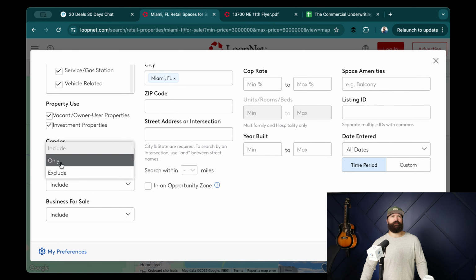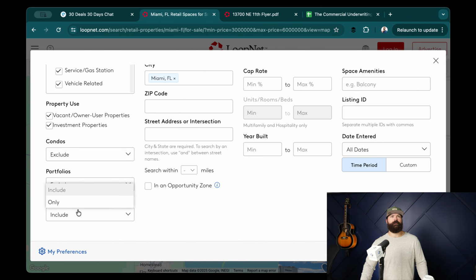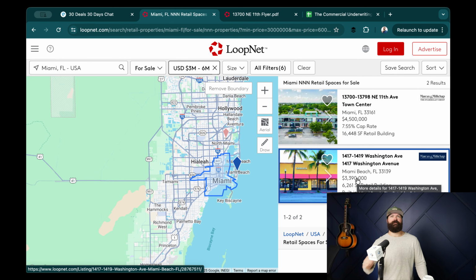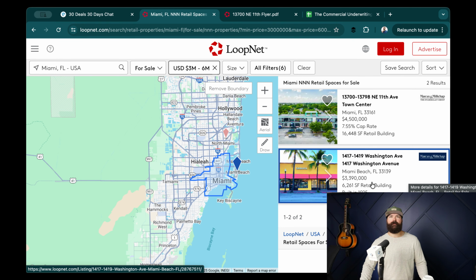We don't want to include portfolios. We don't want to include condos. We don't want to include businesses for sale. Oh, come on. You can't even exclude business for sale? Look at that. Drops it pretty rapidly to just this one and one other property.